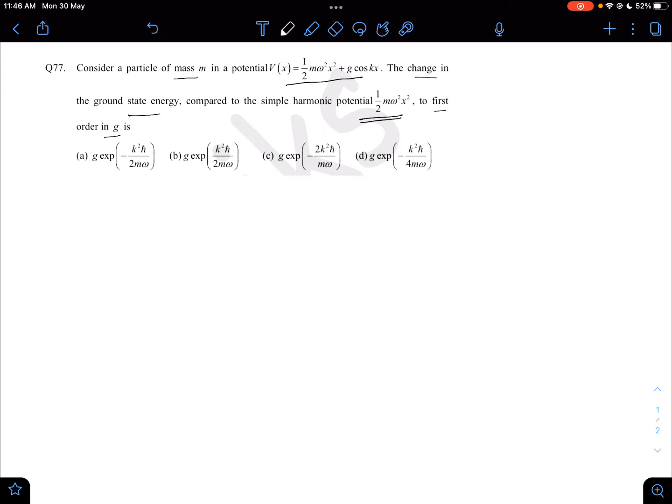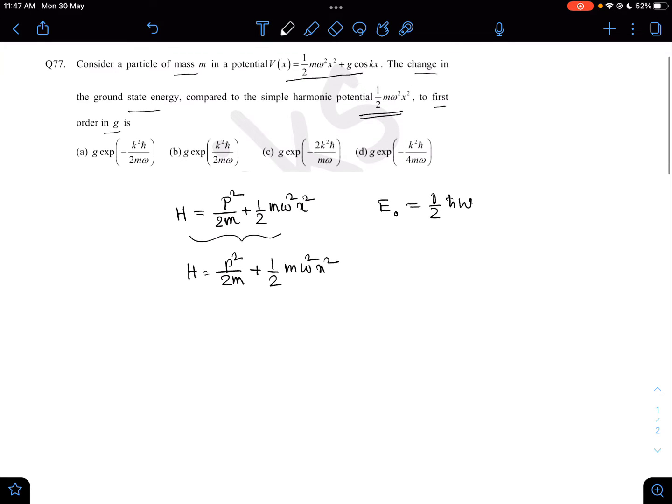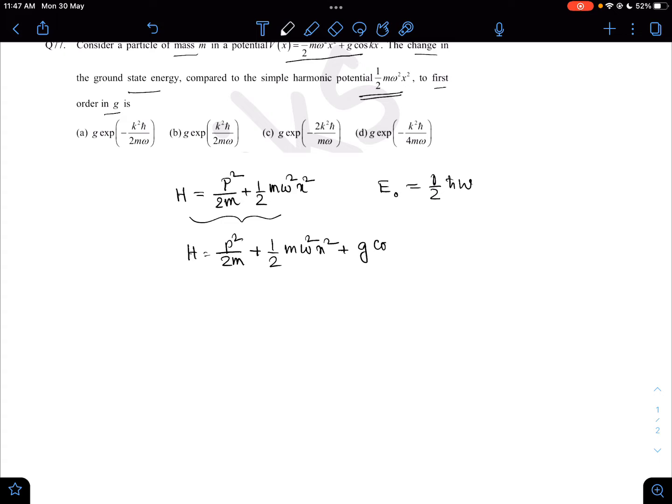We know that the simple harmonic oscillator Hamiltonian is p squared by 2m plus half m omega squared x squared, and for this potential we know the ground state energy E0 is half h cut omega. Now we have the Hamiltonian p squared by 2m, and the potential energy is half m omega squared x squared plus we have g cos kx.